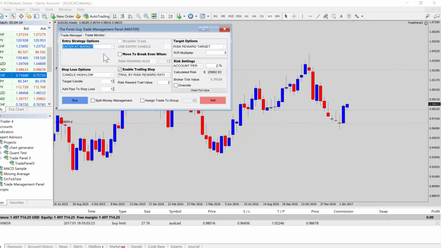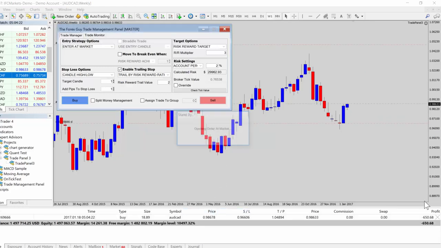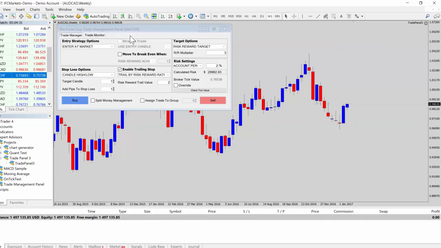And enter at market. We don't have any options here because it's dead simple. All we do is press buy or sell, and it's going to enter straight in the market. So I want to buy now. I press buy. It just enters me straight in, respects the stop loss that I set up, does the lot size calculation for me. And sell as well if I want to sell.